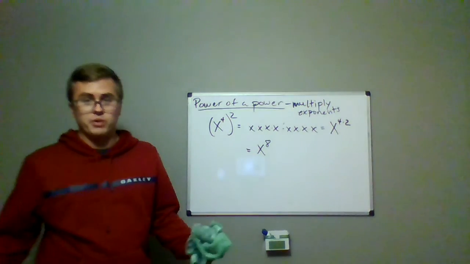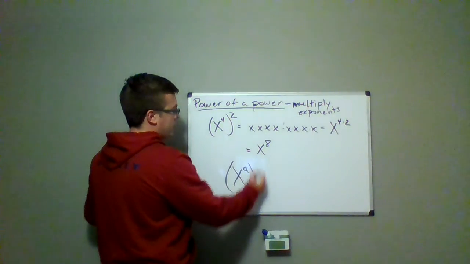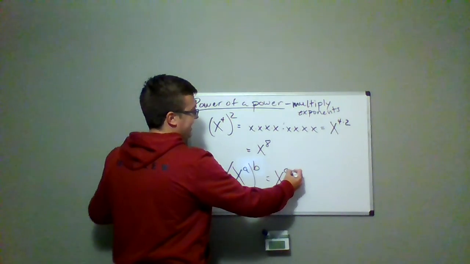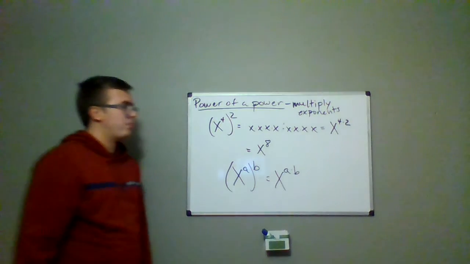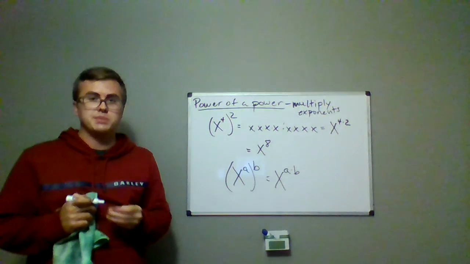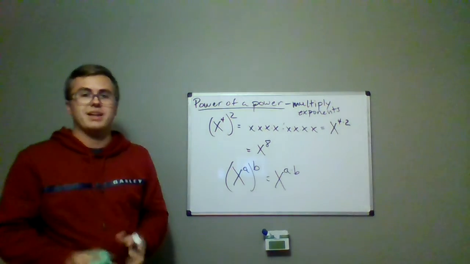So again, we're going to write this symbolically. x to the a power raised to the b power is equal to x to the a times b power. So when you have an exponent raised to another exponent, all you have to do is keep the same base, multiply those exponents.